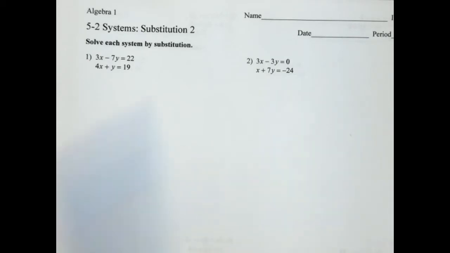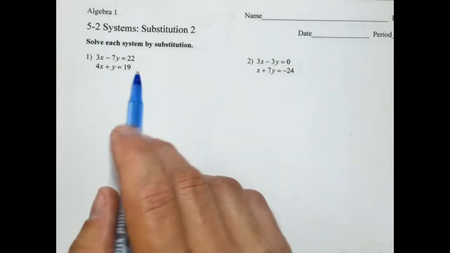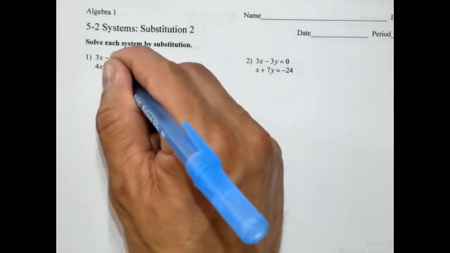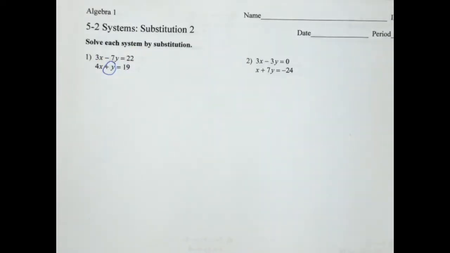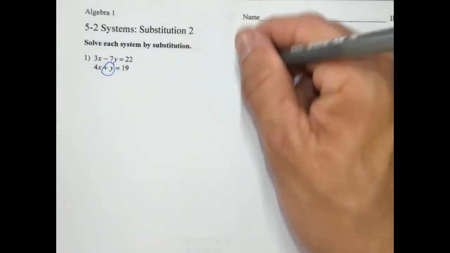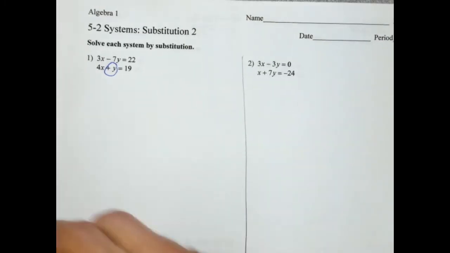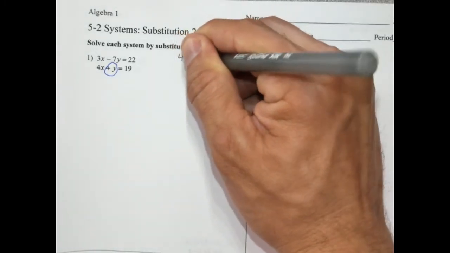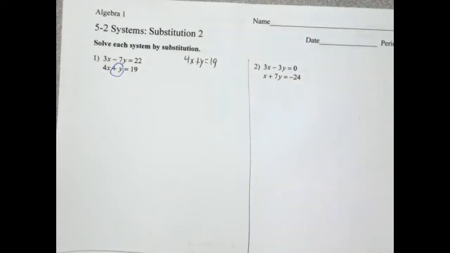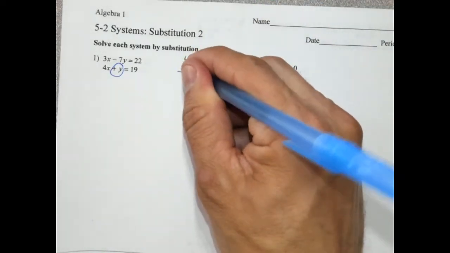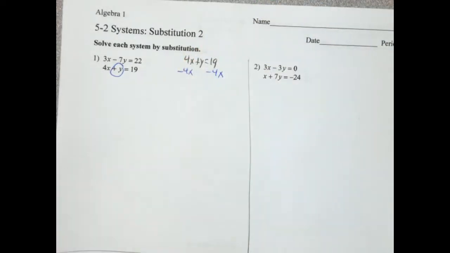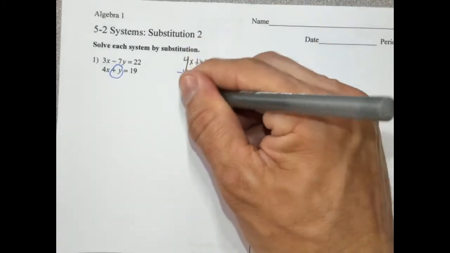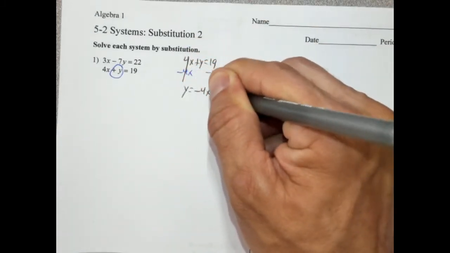In this case, all these pairs of equations, all these systems have a variable that has a coefficient of 1. And that is a lot easier if we use that as our target variable. So in this case, we have y here with a coefficient of 1, so that's going to be our target variable. So I'm going to rewrite that equation right over here. So we have 4x plus y equals 19. And I want to get y by itself, so I'm going to subtract 4x from both sides. So that's going to cancel out.